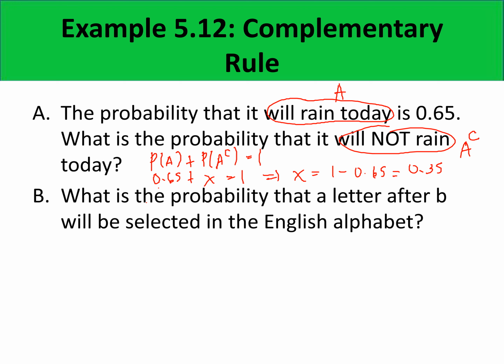For a second example, what is the probability that a letter after B will be selected in the English alphabet? So there are 26 letters in the English alphabet. So instead of counting all the letters after B, we shall just use the solution 1 minus 2 over 26. The frequency 2 here refers to the letters A and B, which are actually not part of the event that the letter should be after B. So this difference, which is 1 minus 2 over 26, is 24 over 26. And this is the probability that a letter would be after the letter B.